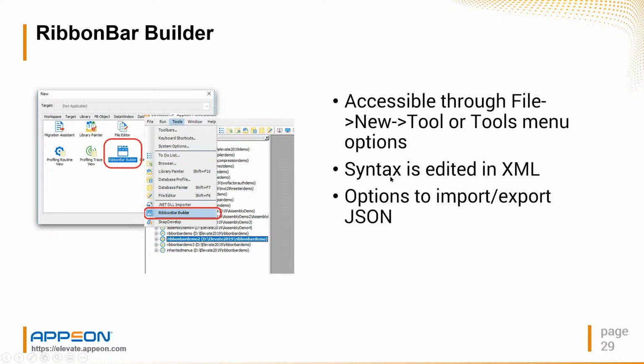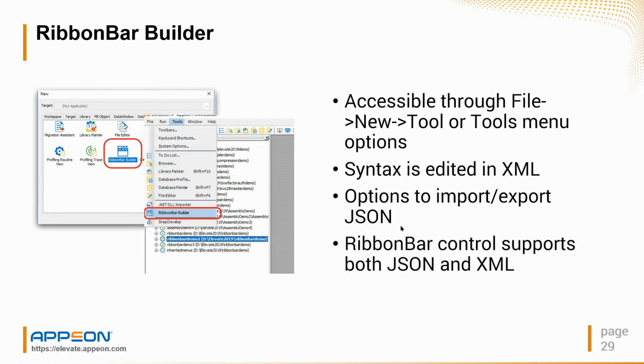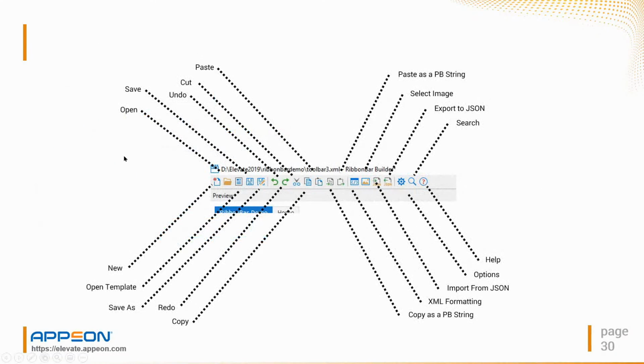As I indicated earlier, the syntax when you're using the editor, the designer, is XML, but there are options to import and export it in JSON if you'd rather work with JSON later. The RibbonBar Control supports either one. You can load a file either way. So here are the menu item options on the RibbonBar Builder. Most of these are pretty simple.